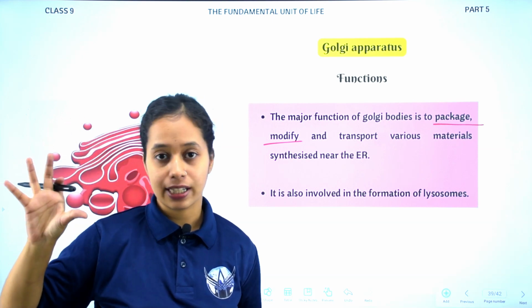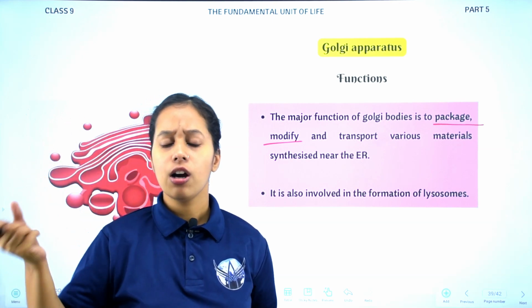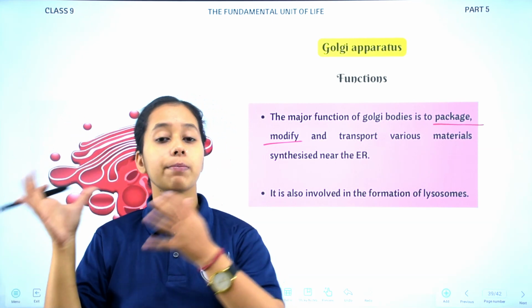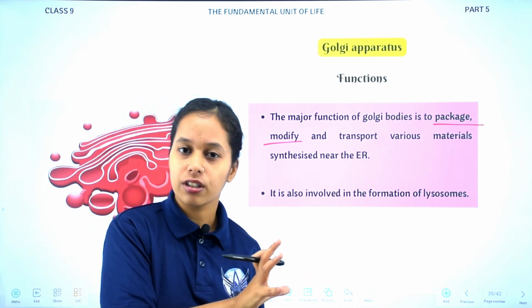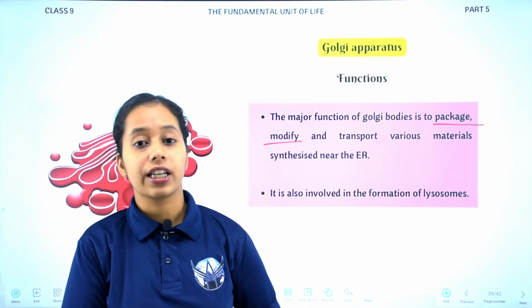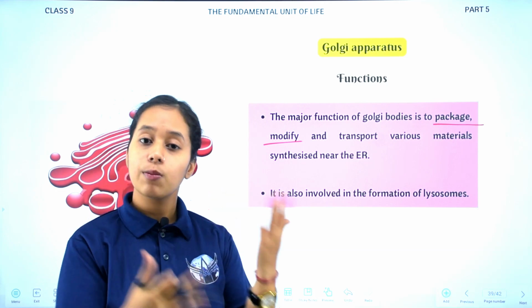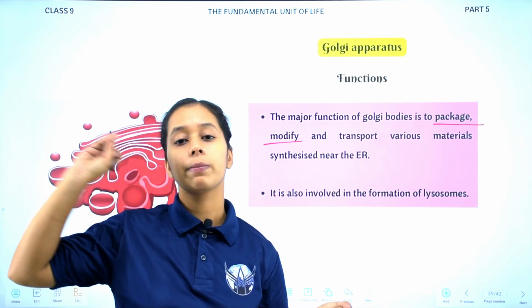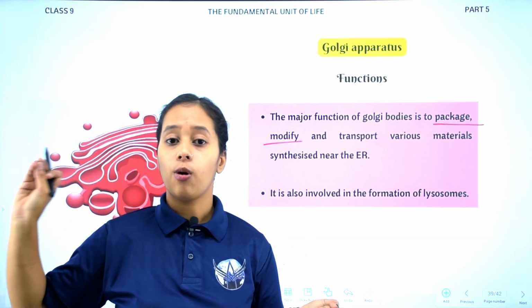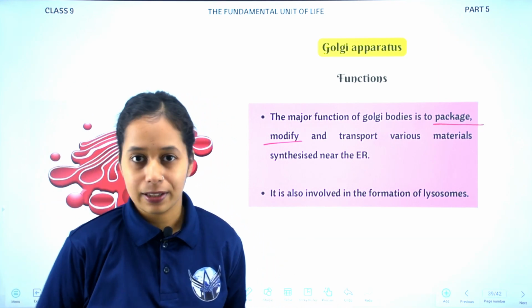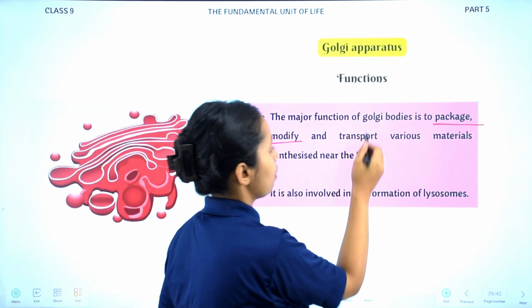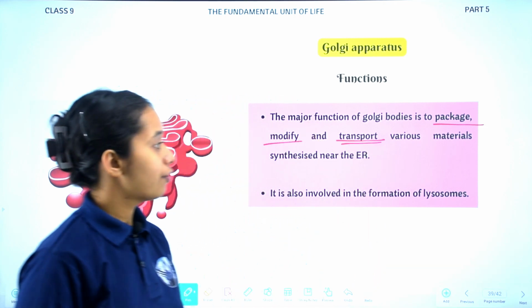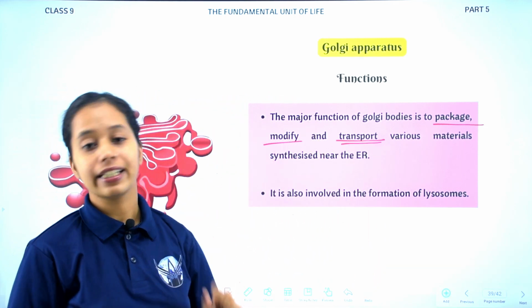There modification takes place. Modifications like how? For example, simple sugars will make up complex sugars. Such kinds of modifications will take place. And then after modification, the vesicle will again take this modified substance either to the plasma membrane or the cell membrane or to some other cell organelle. So, transport of various materials synthesized near the ER.